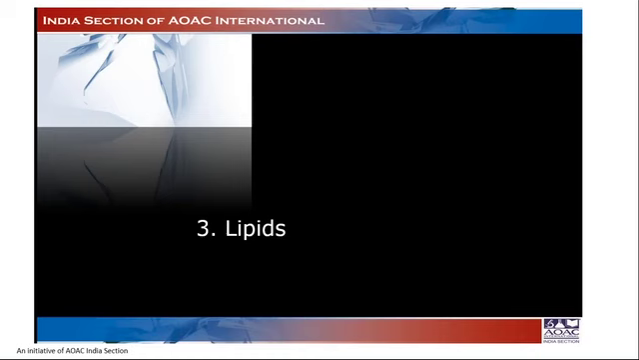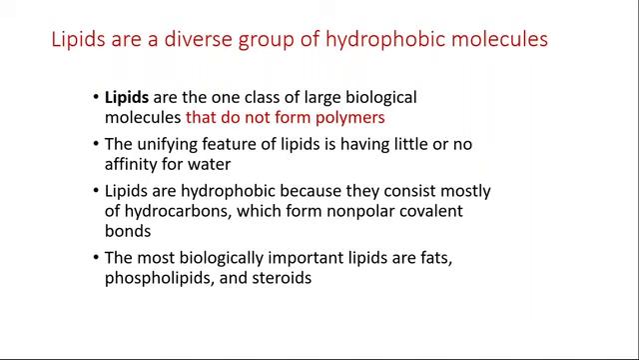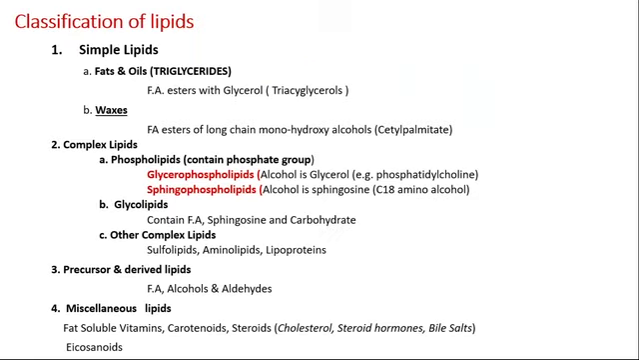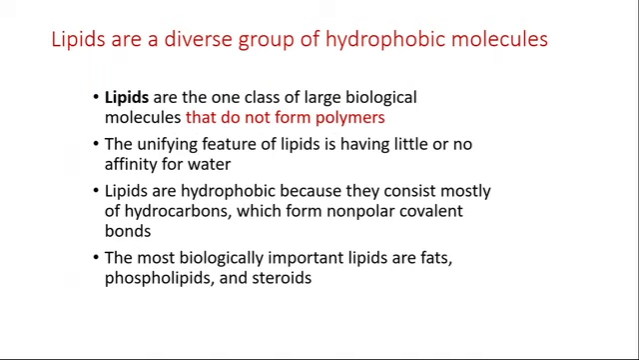So let's start with the lipids. Lipids are among the macronutrients that we say are required for the human body. Among the macronutrients, this is a diverse group of hydrophobic molecules. It is the only one which does not form polymers.